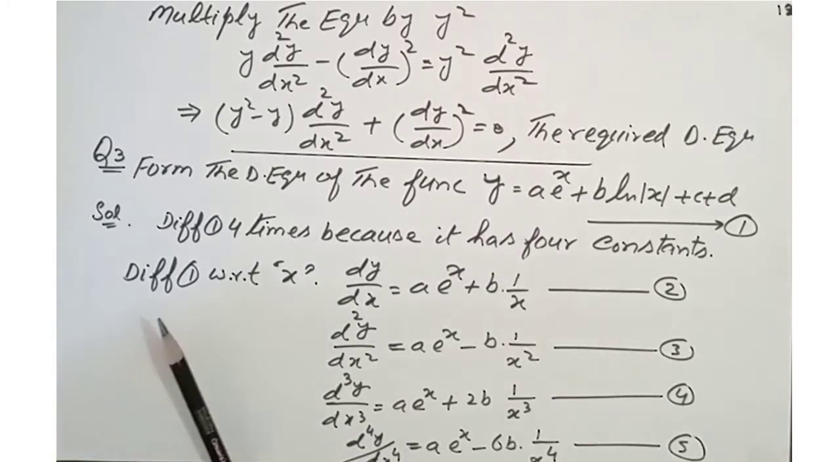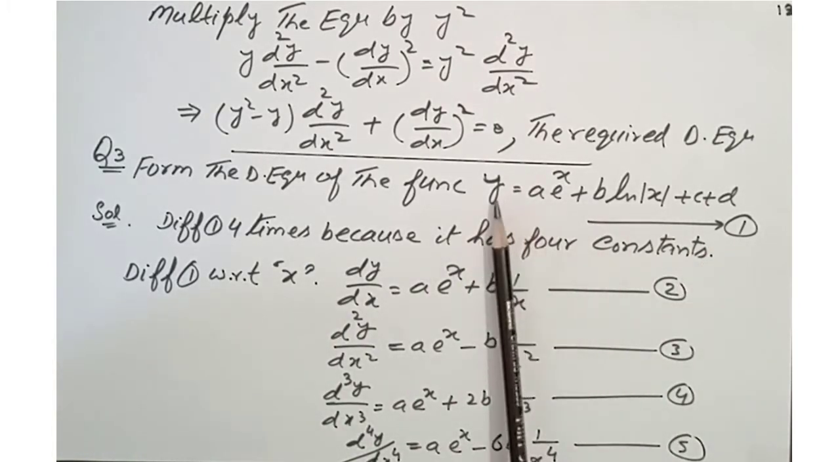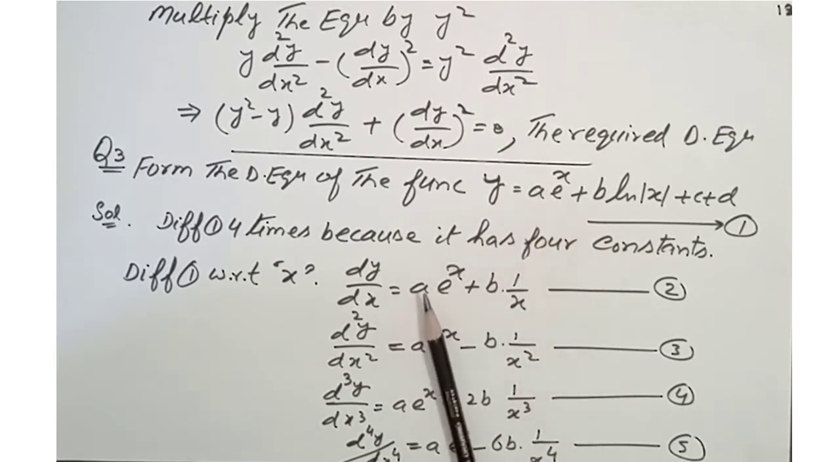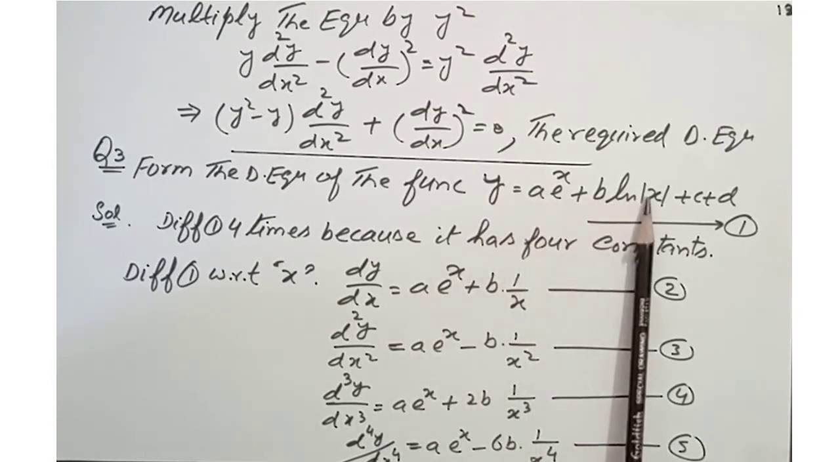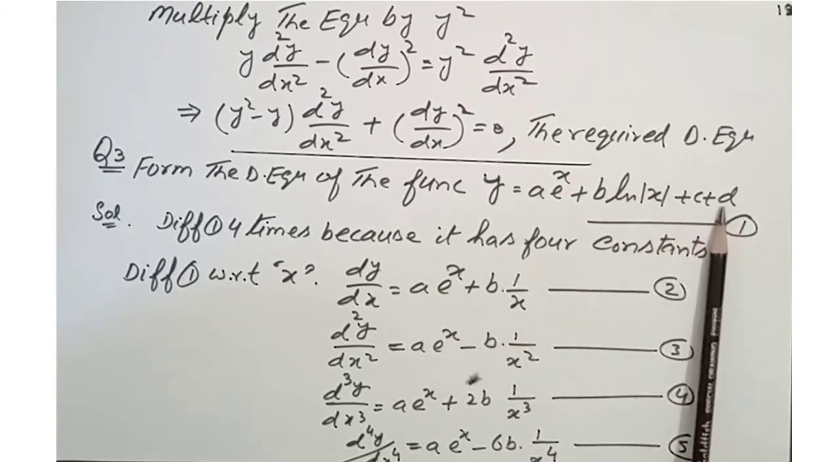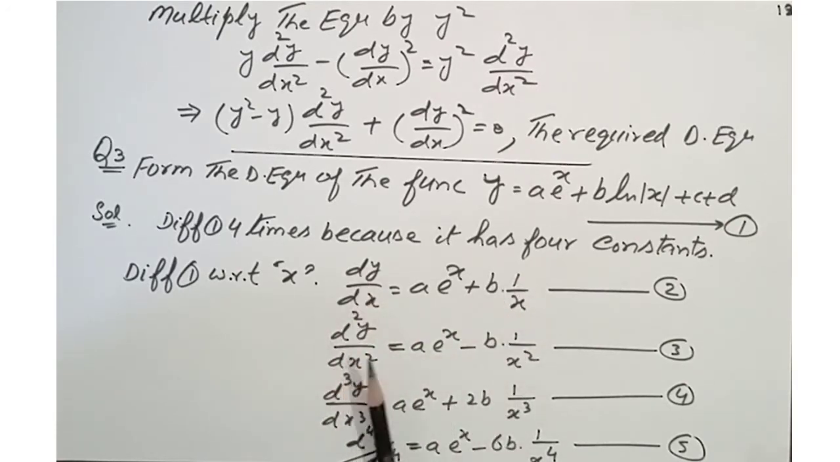Now we take the first derivative of this function. dy/dx, the derivative of a e^x is a e^x, the derivative of log x is 1/x, and c and d are constants, so their derivative is 0. Again differentiate this term with respect to x, d²y/dx², the derivative of a e^x is again a e^x, and the derivative of 1/x is -1/x². This is equation number 3. This is 1, 2 and 3.